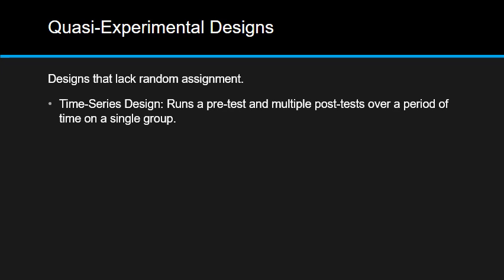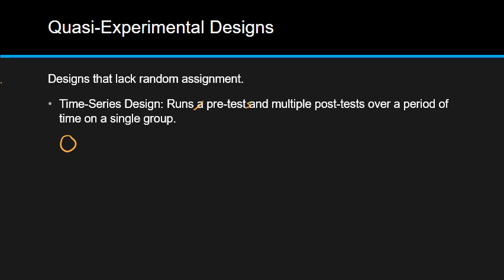The time series design will run a pre-test and multiple post-tests over a period of time on a single group. Okay? And technically, you can run multiple pre-tests over a period of time on a single group. So what you're trying to do is measure the dependent variable at various points in time to assess degrees of change in the dependent variable over time. Okay? So this is how it might look.